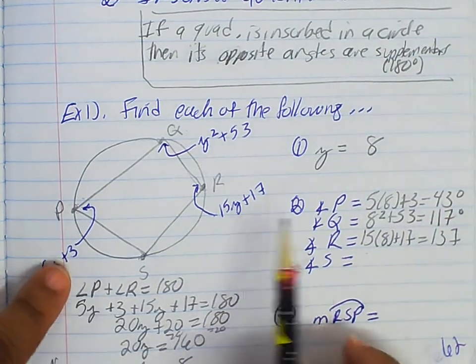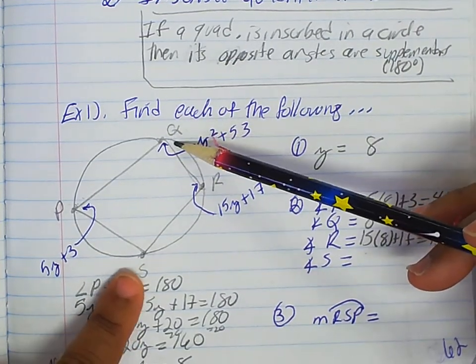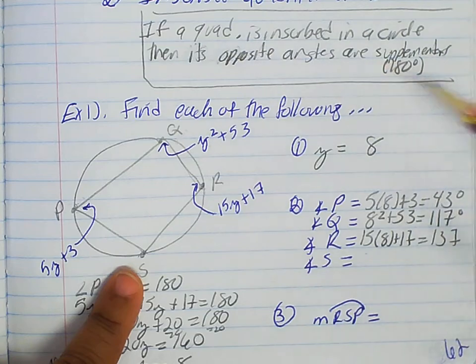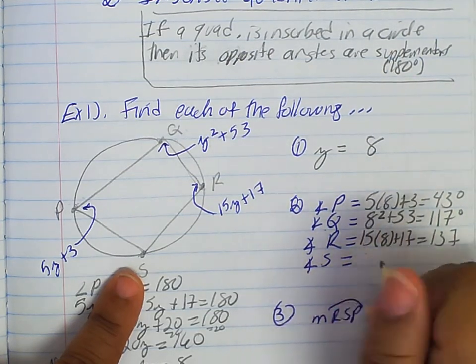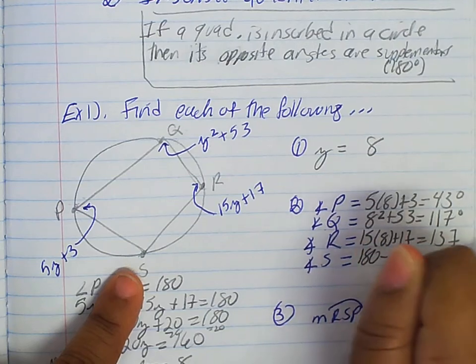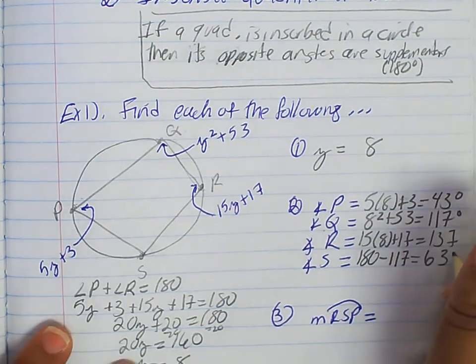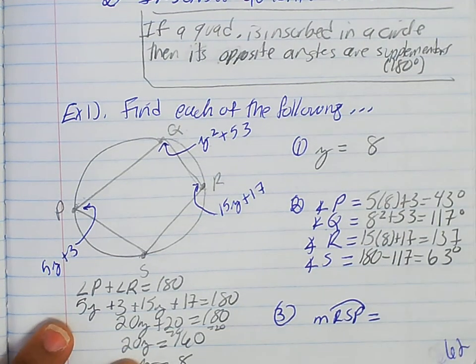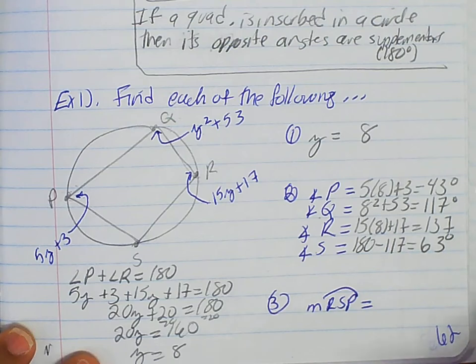I know that angle Q and angle S are supplementary, so I can take 180 minus 117 to give me 63. If you need to, you can watch this over again, and I did post it to additional videos.